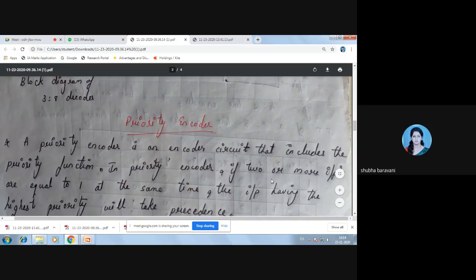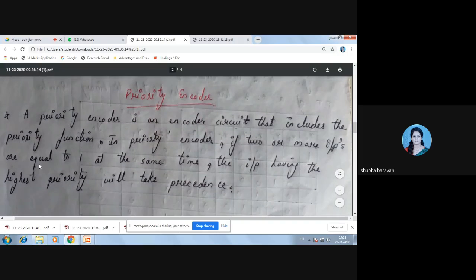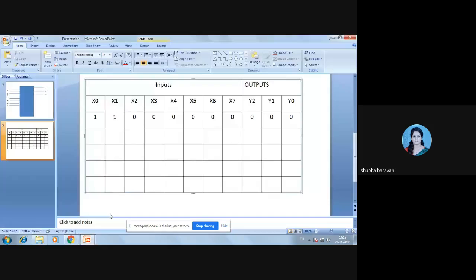In a priority encoder, if two or more inputs are equal to 1 at the same time, the input having the highest priority will take the precedence. It means in this case, if you have x0 and x1 both 1, your output would be 0, 0, 1.